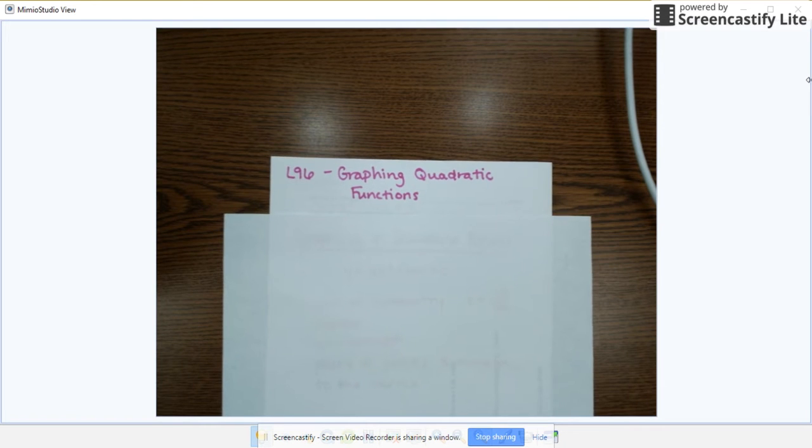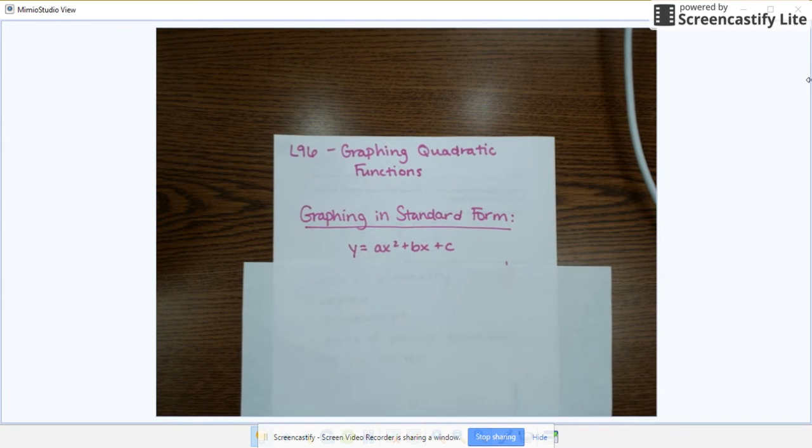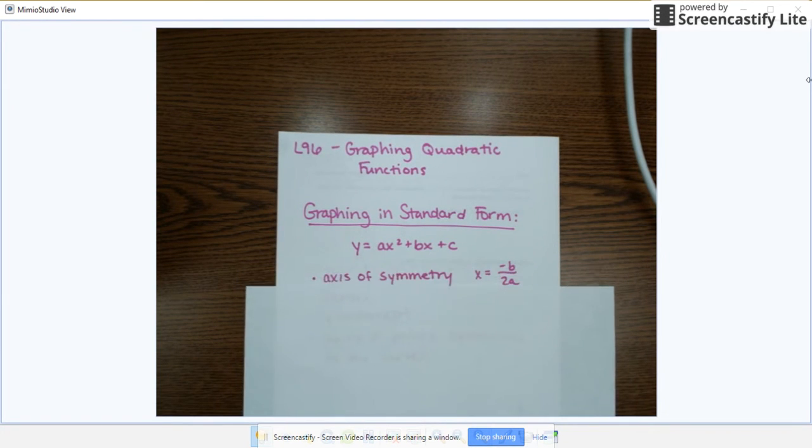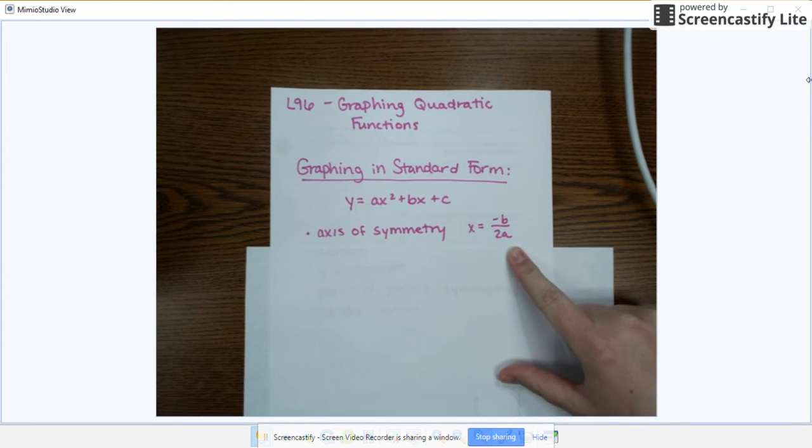All right, today we're going to graph quadratic functions, and we're going to graph them from standard form. So just recall that standard form right there. In order to graph, we're going to need some pieces of information. The first thing we'll want to find is our axis of symmetry, and recall this is a formula to find that axis of symmetry.